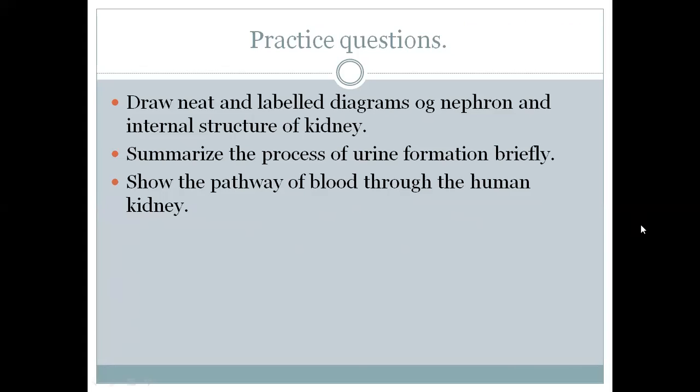Now, the topics that we have already studied, the questions that you must expect are: draw a neat and labeled diagram of the nephron and the internal structure of the kidney, summarize the process of urine formation briefly, and show the pathway of blood through the human kidney. These are some important questions that you should be able to answer before coming to the topic that we're going to discuss.